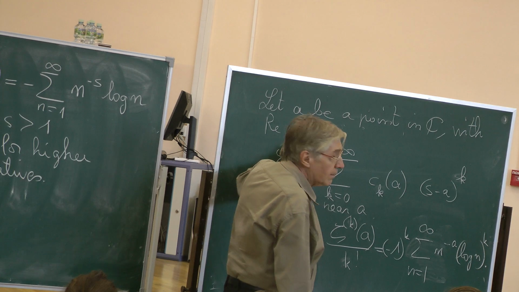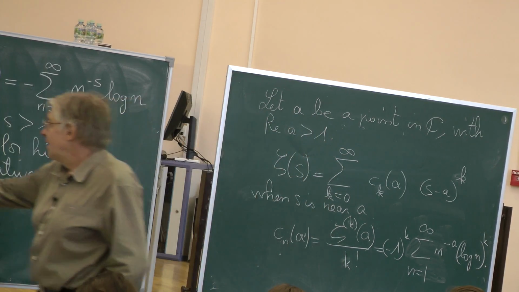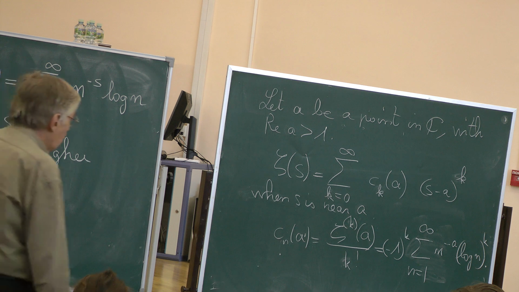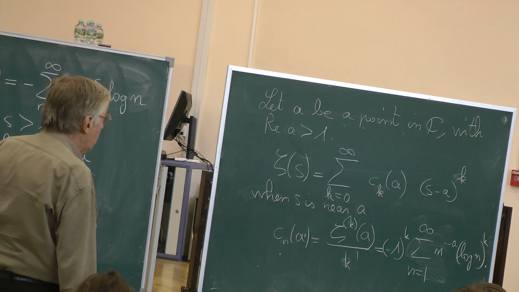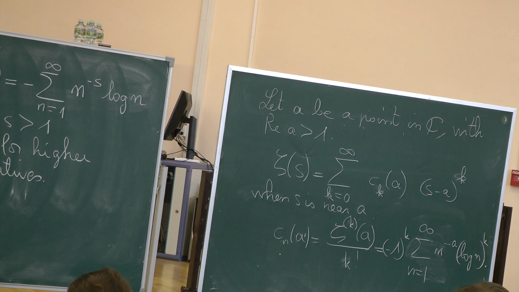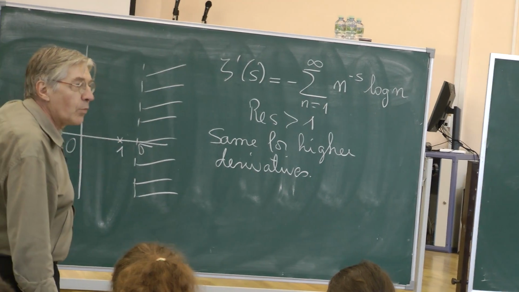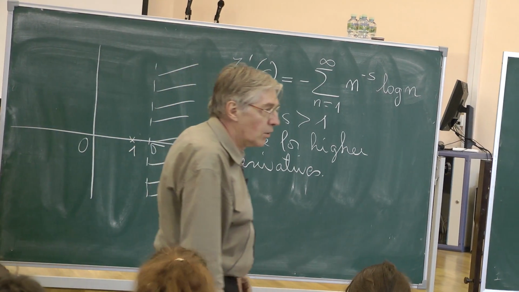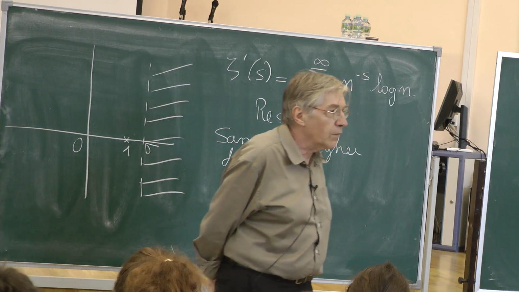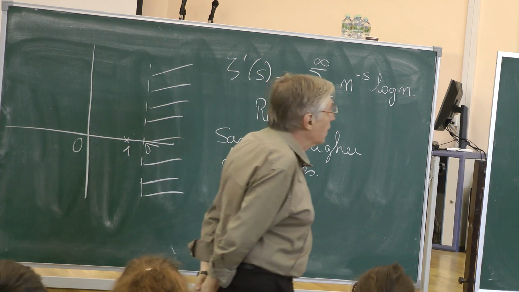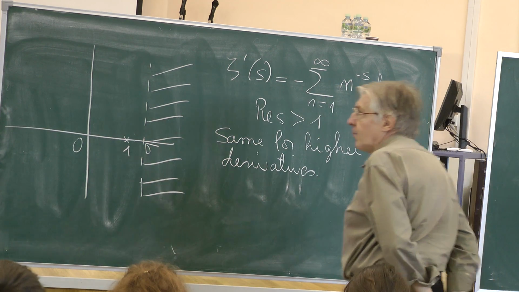This is when a lies in the region of convergence, so in the half-plane real part of a strictly larger than 1. And the question is, can we do something similar when we are, for example, at the point 1 or at the point 0, or at any other point where the series does not converge? We have nevertheless a holomorphic function, a meromorphic function at least, therefore it should have an expansion, and we would like to have a formula.